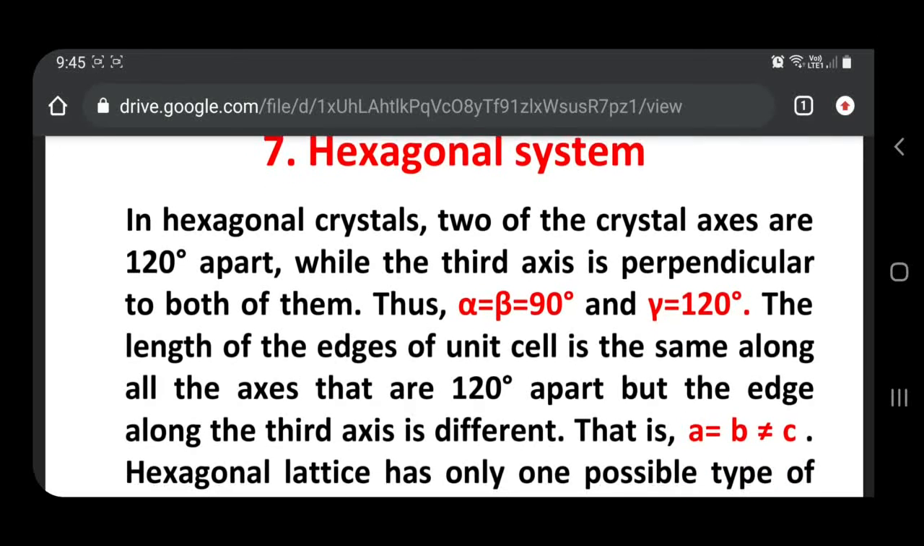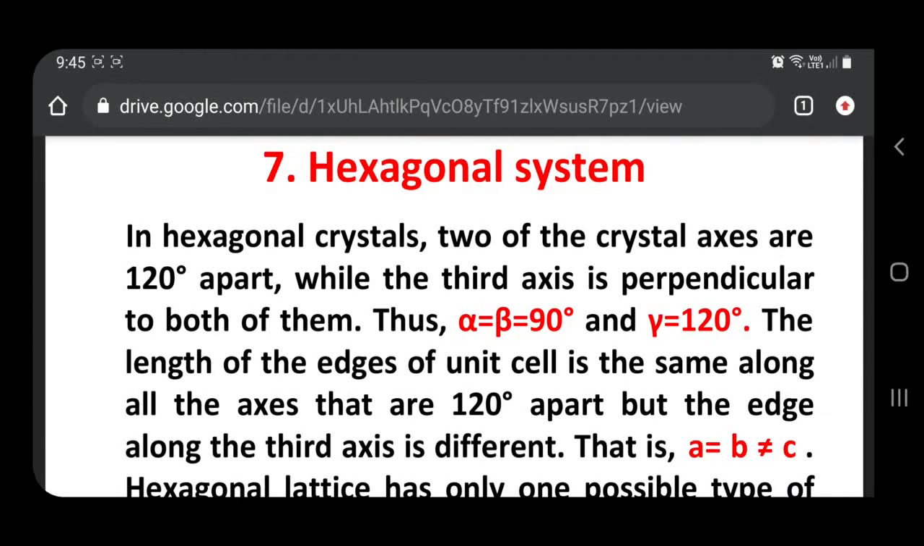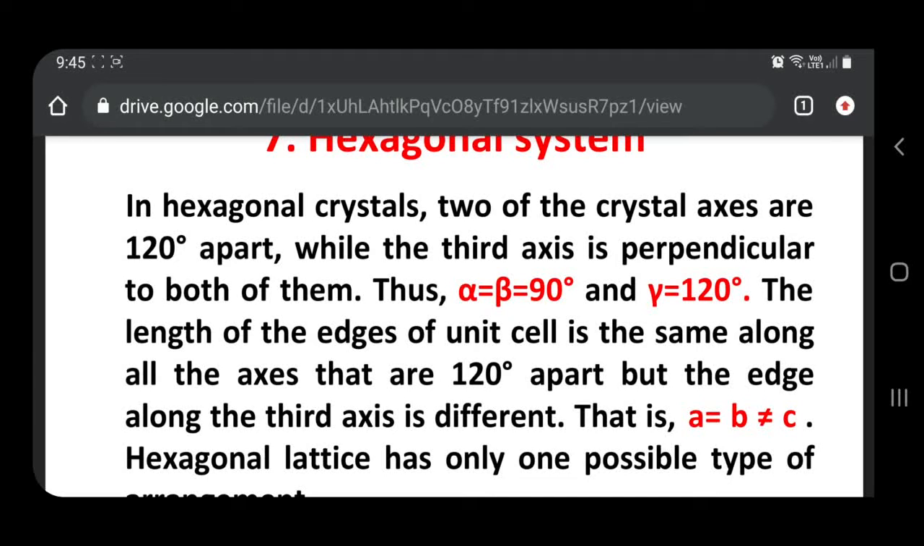And the last crystal system, it is a hexagonal system. So in hexagonal crystals, two of the crystal axes, they are 120-degree apart, while the third axis is perpendicular to both of them. So the two interfacial angles alpha and beta, they are perpendicular to one another, so each is equal to 90-degree, and a third interfacial angle, that is gamma, which is equal to 120-degree. So this 120-degree appears between the two crystal axes.